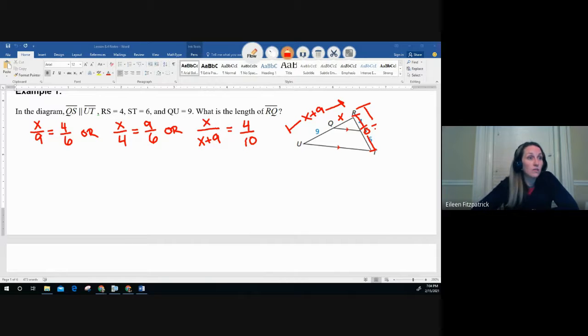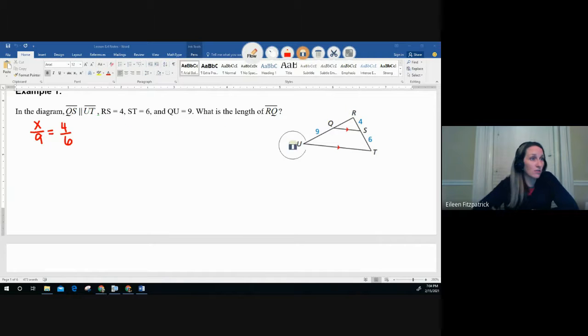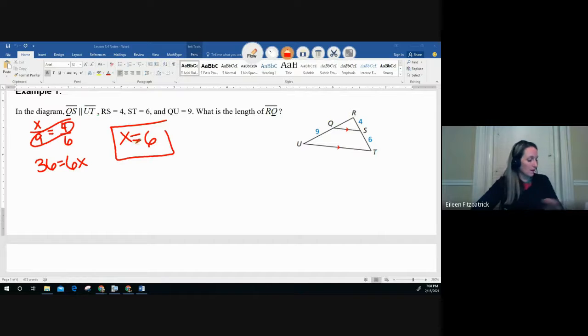All right, so you don't need to write all these proportions. You just have to write one and solve it. I'm just going to use the first one that I wrote. All right, so cross products. You have 36 is equal to 6x. Divide both sides by 6, and you get x is equal to 6. All right, lots of different options, though.